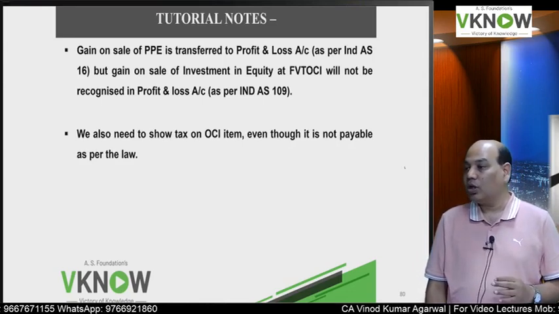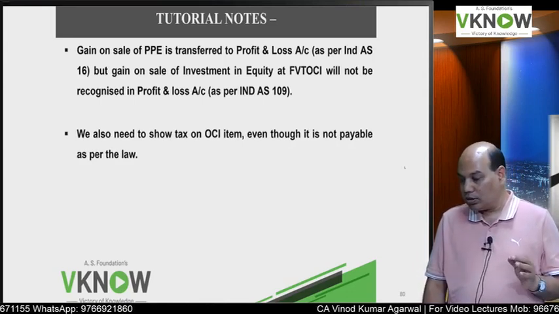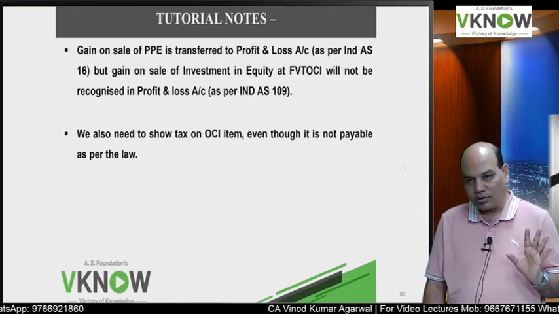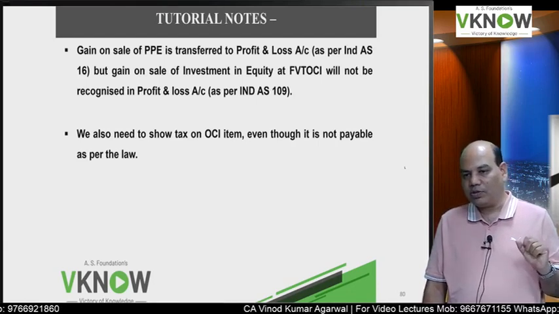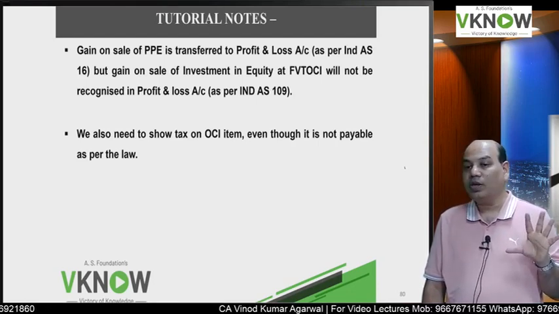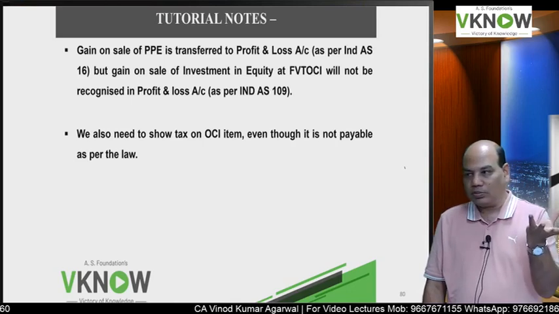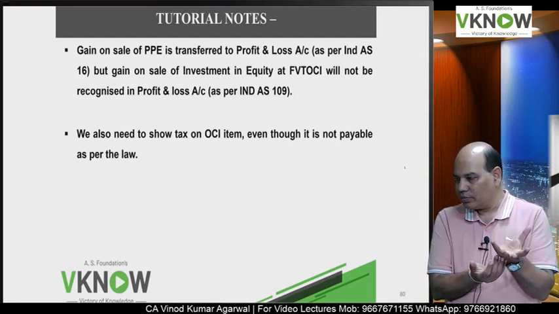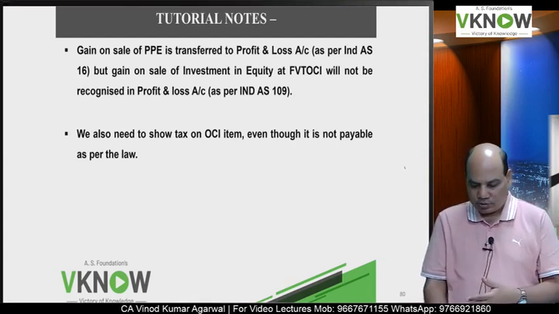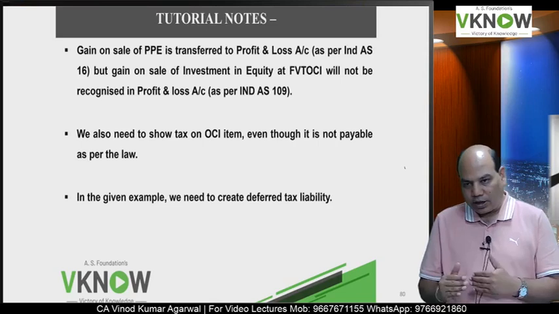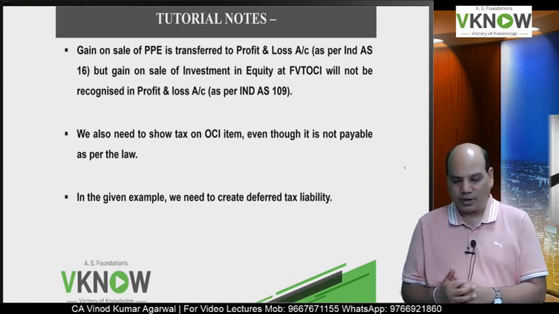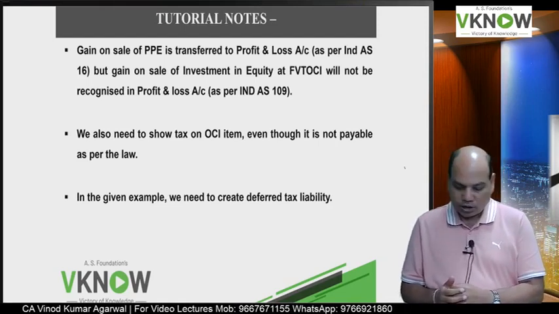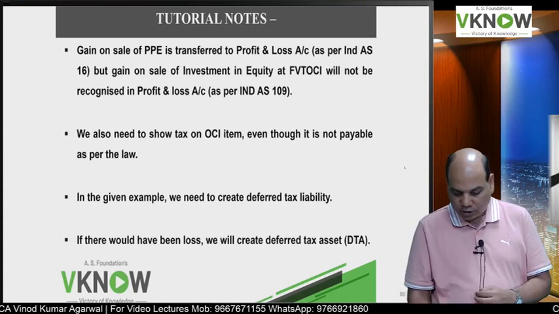Second thing is we also have to show the tax on OCI item. Even though it is not payable as per the law, because there is a concept of deferred tax. If you are showing income then you have to create a deferred tax liability also on that. But because in the question it was not given, we have ignored it. But I will take one question of deferred tax also later. In the given example, we should have created deferred tax liability. Don't worry, right now we will not discuss.